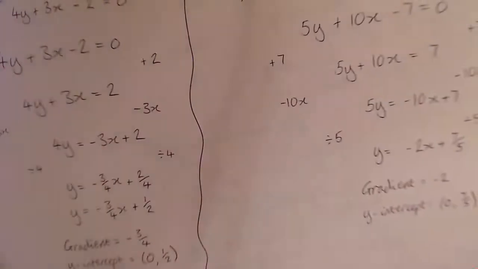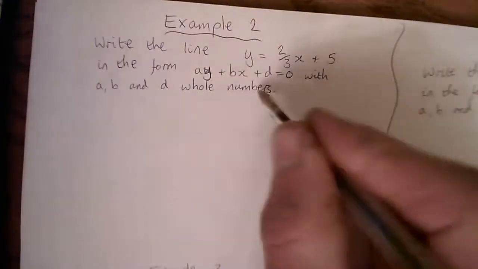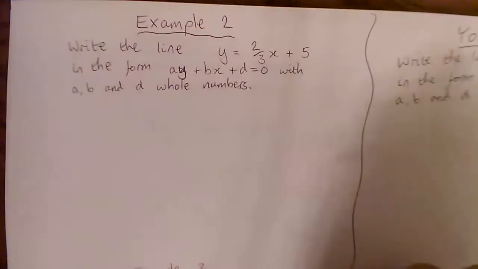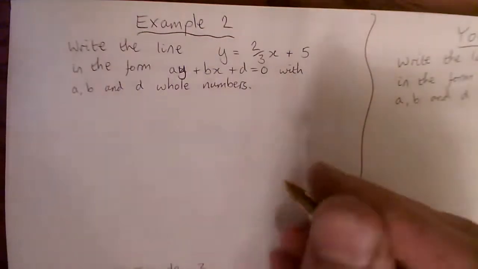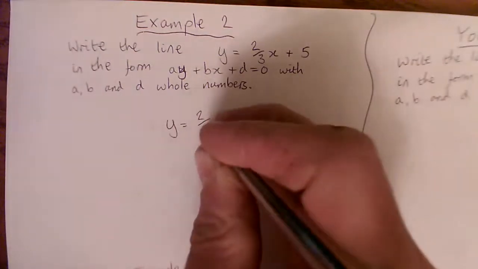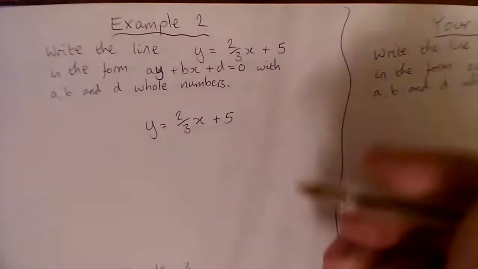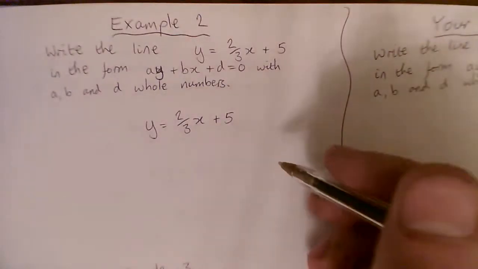Now we're going to move on. We're going to do an example of something slightly different, which is going the other way. So we might get given a line equation and be asked to put it into that form. So this is the opposite operation, going the other way. So let's start with y equals 2/3 of x plus 5.